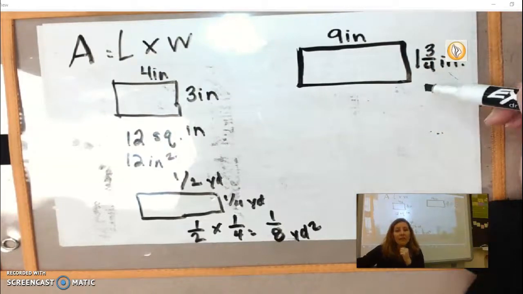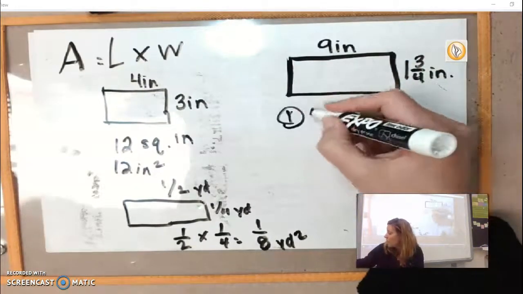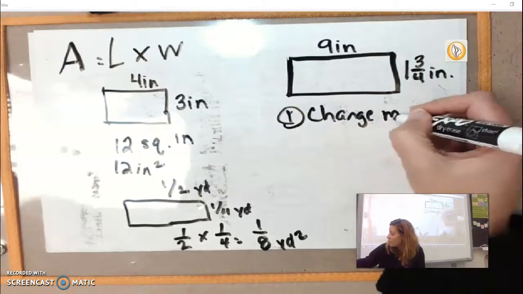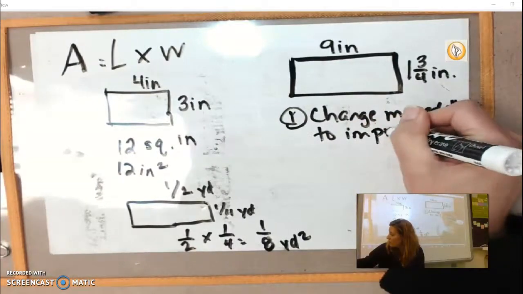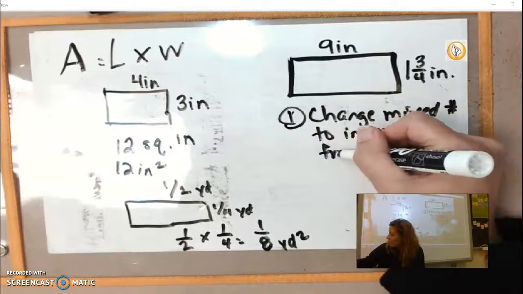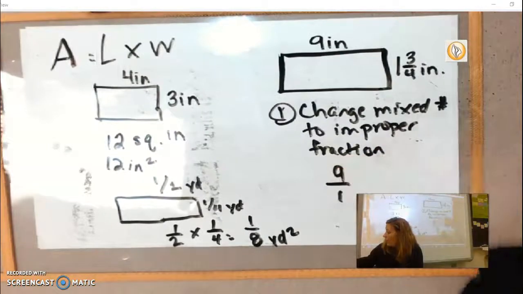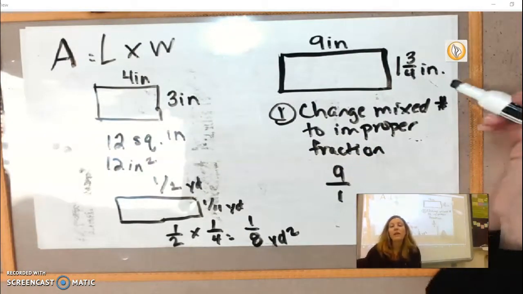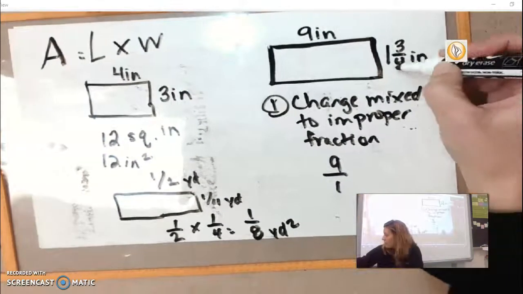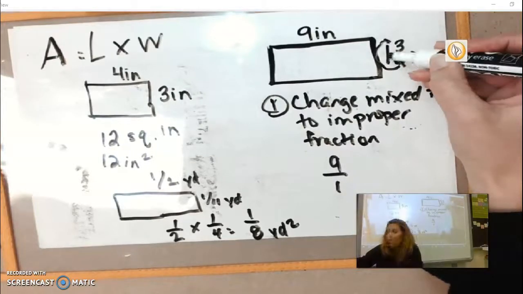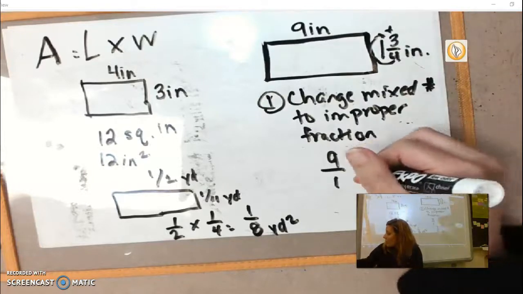And so when you have a mixed number, before you can actually find the area, the first thing you have to do is you have to change the mixed numbers to improper fractions. So for 9, would just be 9/1. That would be an improper fraction. And then for 1 3/4, we would think 4, multiply it by 1, which would be 4, and then we're going to add 3. So that would end up being 7/4.